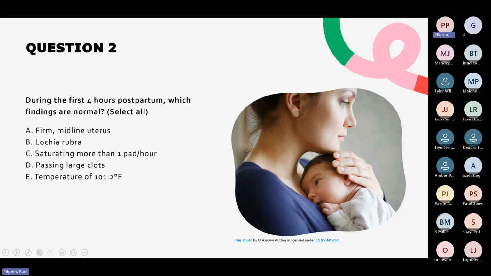Go on to the next question. During the first 4 hours postpartum, which findings are normal? Select all that apply.